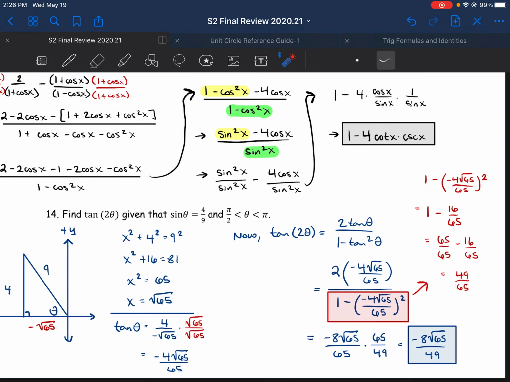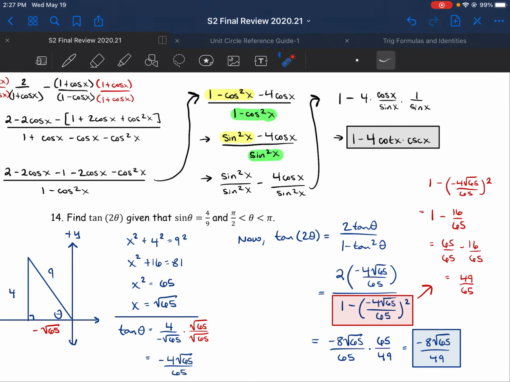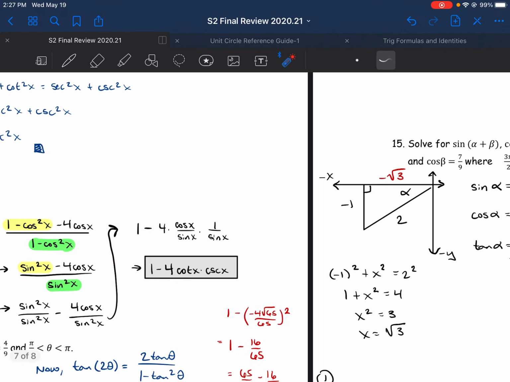So, somewhat difficult calculation, but we know this unit was filled with difficult calculations, especially when you consider tangent problems. So make sure you know how to do those.